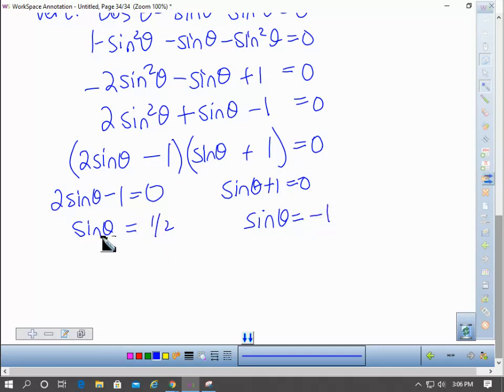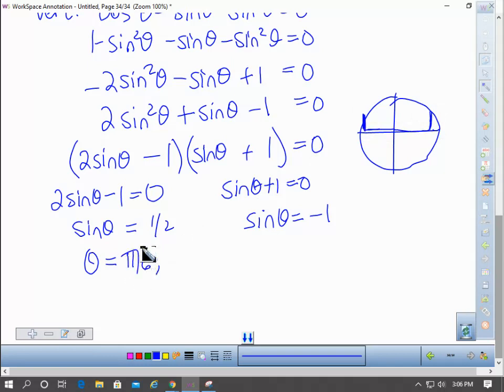So when on the unit circle is sine 1/2? So what answers is that going to happen on? Think about on the unit circle where sine is 1/2. That means you're over and up 1/2, and then over this way and up 1/2. So that's going to be at pi over 6 and 5 pi over 6. So that's going to be at 30 degrees and 150. So 5 pi over 6 is 150.